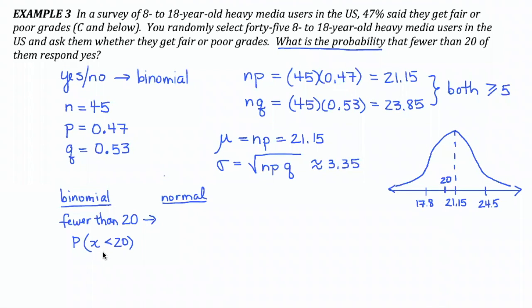So now, when I want to convert x is less than 20, x is not allowed to equal 20. So the first value it could take on that's a whole number is 19 and under, which are these values.